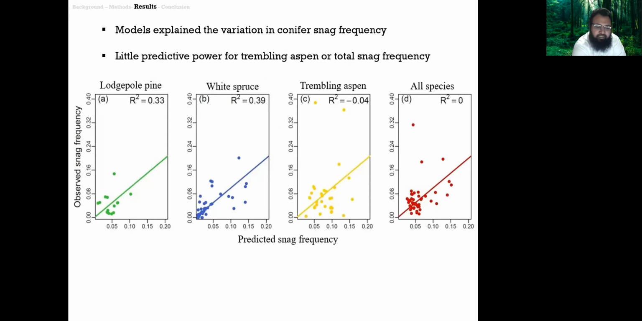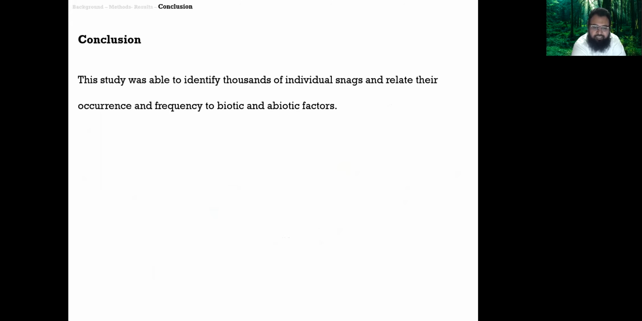Most of the variation in snag abundance among stands remained unexplained. The model successfully captured differences in the frequency of lodgepole pine and white spruce snags among stands, but did not have much predictive power for trembling aspen. This study was able to identify thousands of individual snags and relate their occurrence and frequency to biotic and abiotic factors.